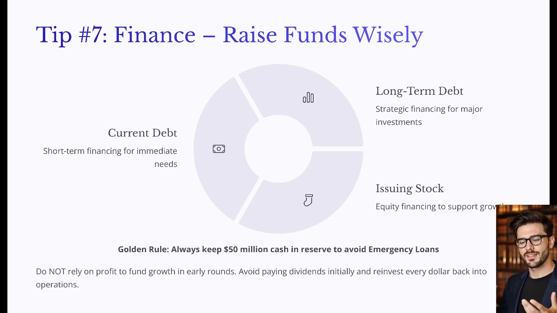1. Current debt. 2. Long-term debt. 3. Issuing stock. Golden rule: always keep $50 million cash in reserve to avoid emergency loans. Do not rely on profit to fund growth in early rounds, use debt and equity strategically. You can repay later once your margins and sales grow.